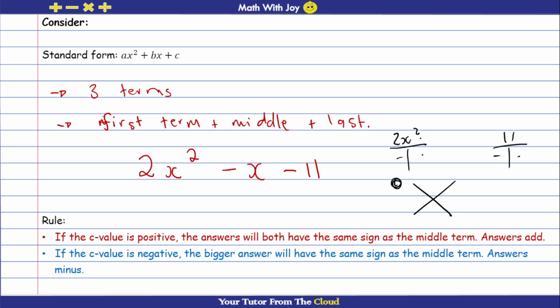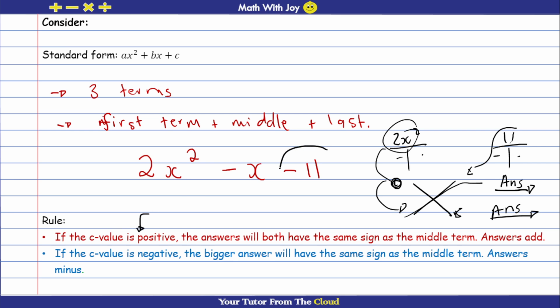So I'm going to take the factors of 2x squared. I'm going to put them in here. And I want to cross multiply with these factors, put them in there, right? After I cross multiply, I will get answers here. So I call these the answers. So these answers, that's where you start using the rule. The rule says that if the C value of yours, this last term, remember the C value is the last term, if it's positive, then the answers that you get there must have the same sign as the middle term, which is this one.